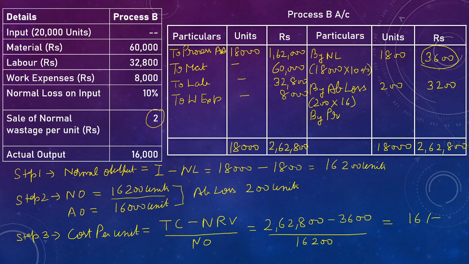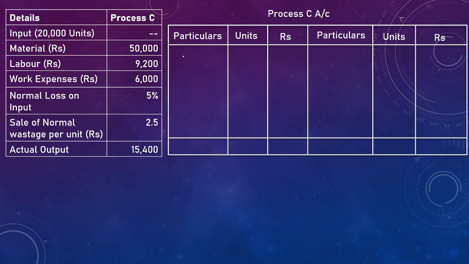So by process C account, the units are 16,000, which is the actual output of process B account. That becomes the input of process C, costing rupees 2,56,000. This is our balancing value. Now in process C, first we have to input our units that are transferred from process B account. So to process B, number of units are 16,000, costing rupees 2,56,000.